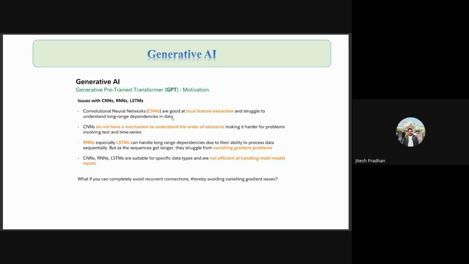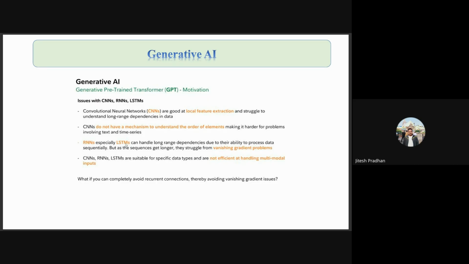If it can't remember, it cannot generate data from whatever it has learned, from the information it has stored. It can't generate the data. What it can do is try to find the pattern, and based on the pattern, it can discriminate. So CNN does not have a mechanism to understand the order of elements, making it harder for problems involving text and time series. It doesn't have any mechanism to understand the pattern and to establish long dependency. So CNN fails. Now let's talk about the RNN, especially LSTM.